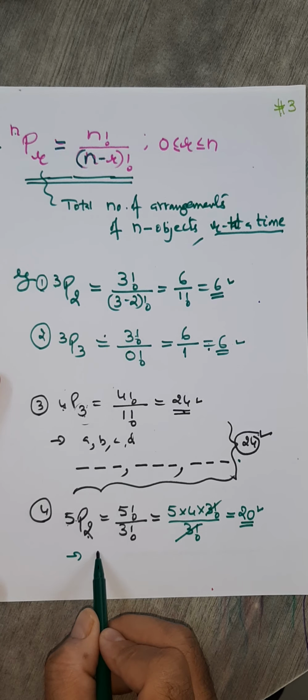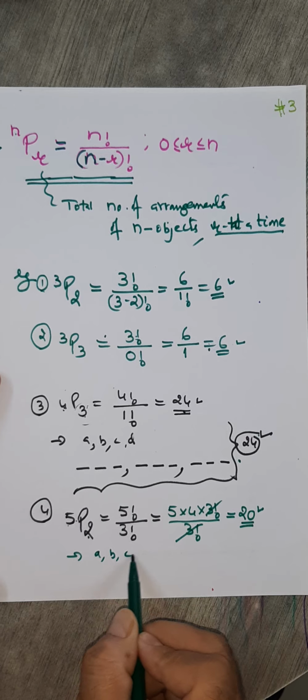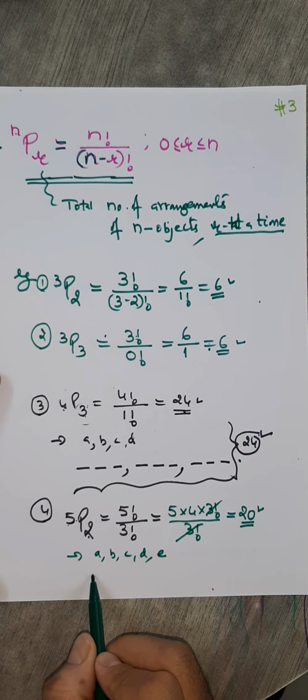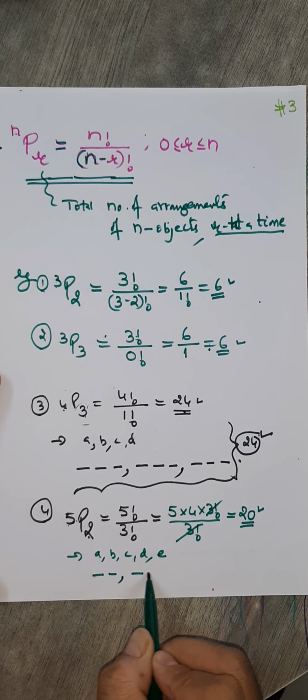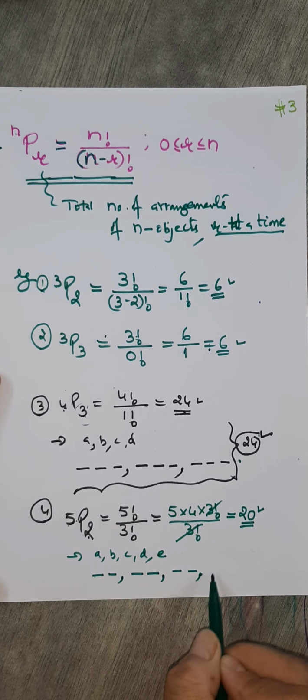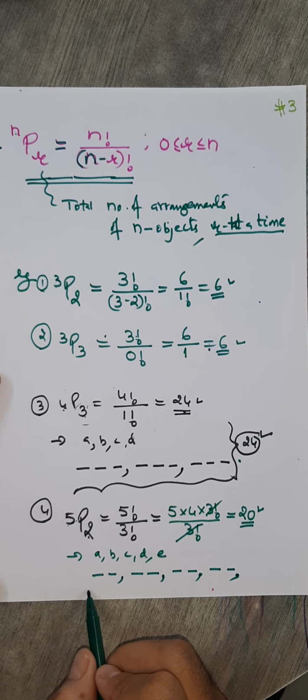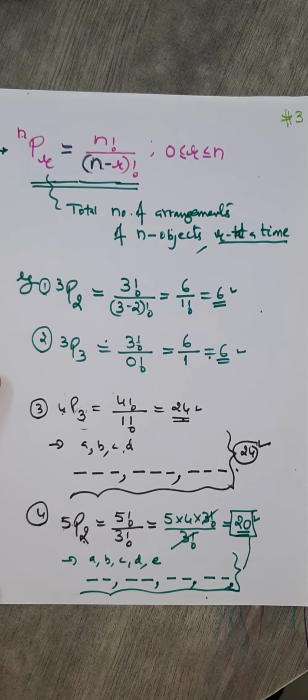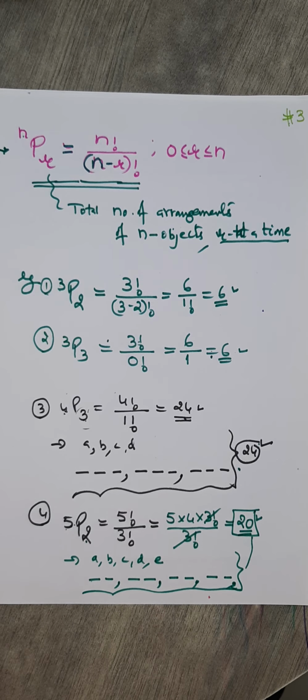So suppose if I have 5 objects A, B, C, D and E, and how many objects am I taking? 2. So if I have such arrangements, then you can list how many permutations? 20 permutations. So now this symbol is clear to you, I suppose.